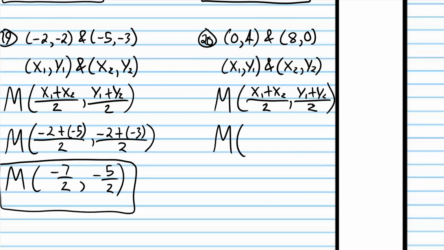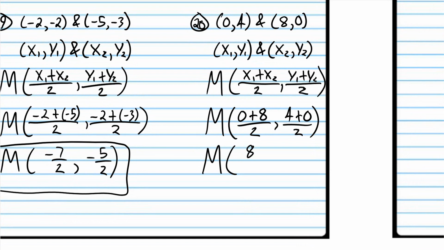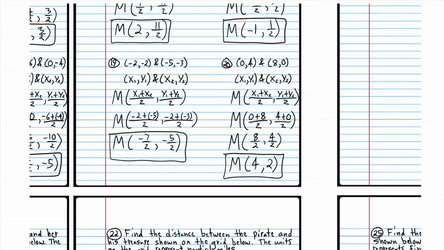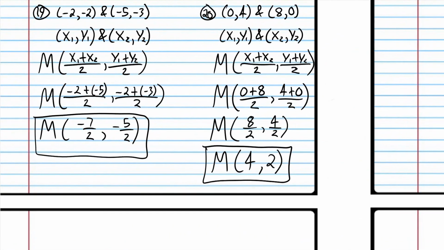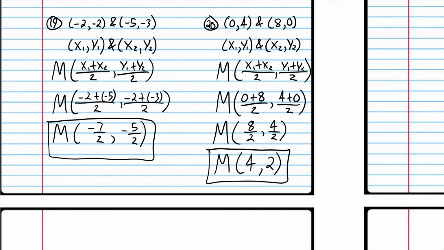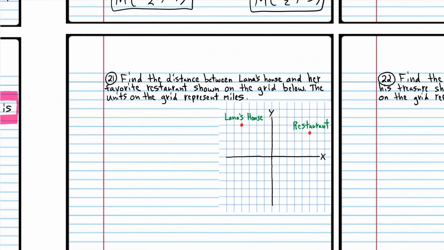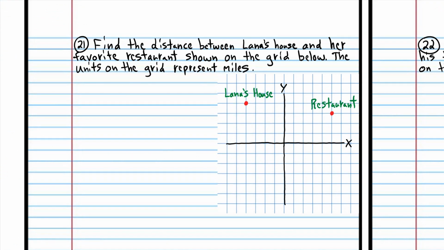So now you just plug in 0 plus 8. 0 plus 8 is 8. 8 over 2 is 4. 4 over 2 is 2. So the point is 4, 2. Have you got those answers? Good job. All right, so we found the distance between 2 points and the midpoint between 2 points.